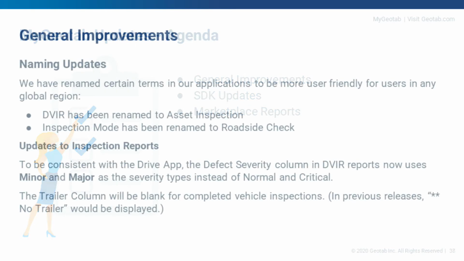So one of these naming updates was already mentioned on the MyG side, but inside of the Drive app, we've also harmonized that DVIR nomenclature to rename it to Asset Inspection. Now, because we have the word inspection in that asset name, we changed the inspection mode to roadside check because we didn't want to have the word inspection in two different places. Now, they're still accessed in the exact same places. It's just a new name for inspection mode.